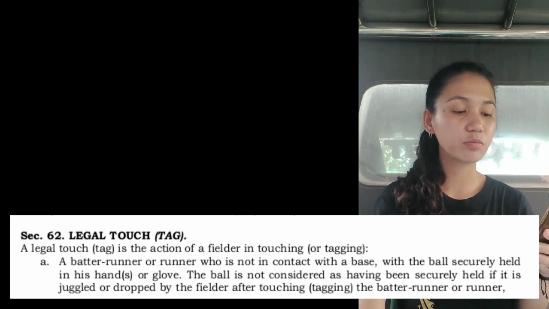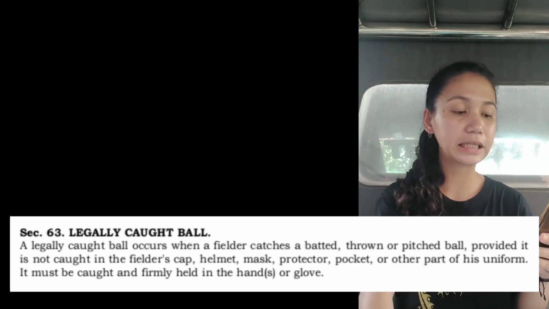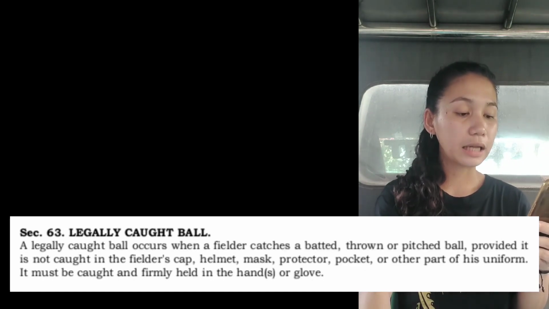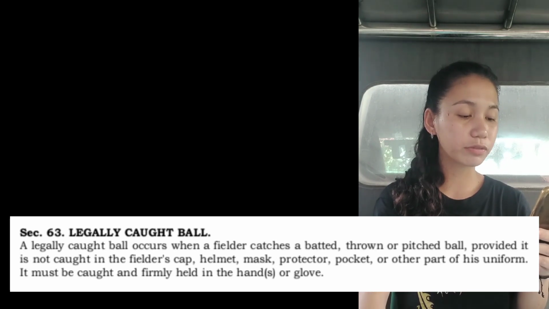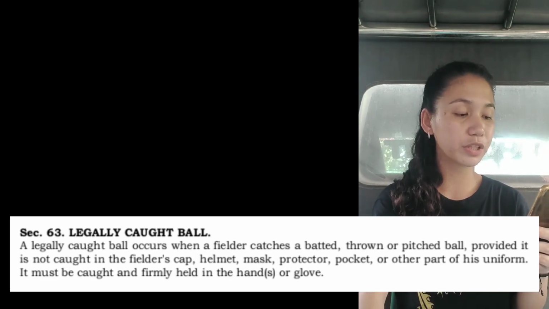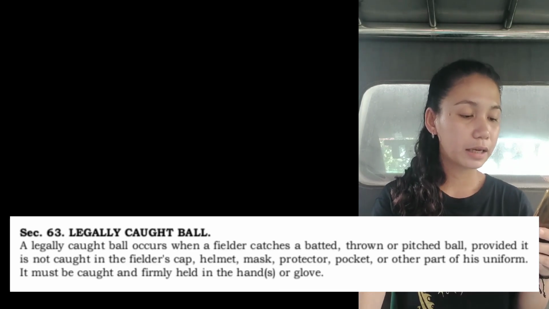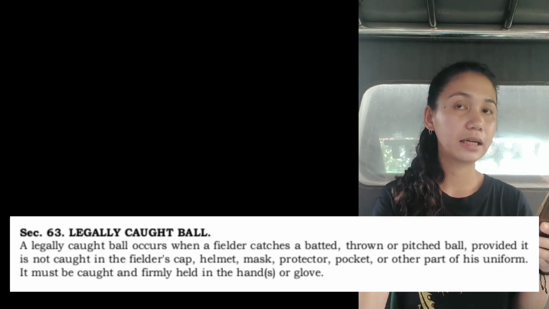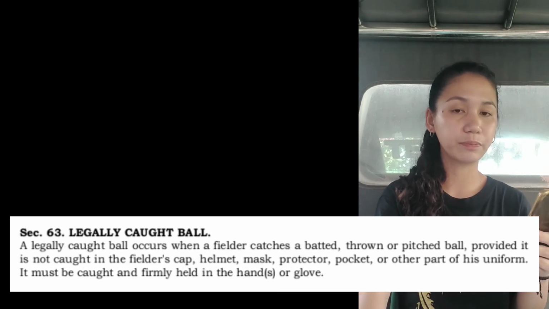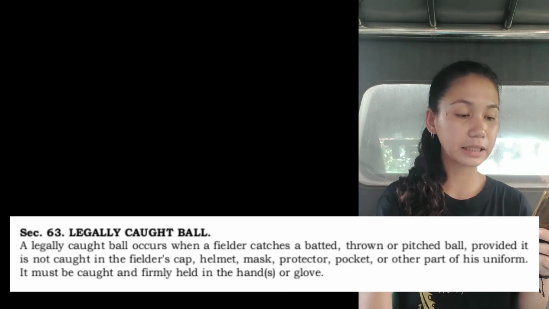62. Let's move on to section 63, the legally cuffed ball. A legally cuffed ball occurs when a fielder catches a batted, thrown, or pitched ball, provided it is not cuffed in the fielder's cap, helmet, mask, protector, pocket, or other part of his uniform. It must be cuffed, firmly held in the hands or glove. So that is section 63.